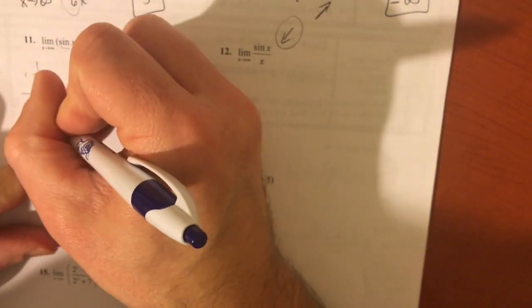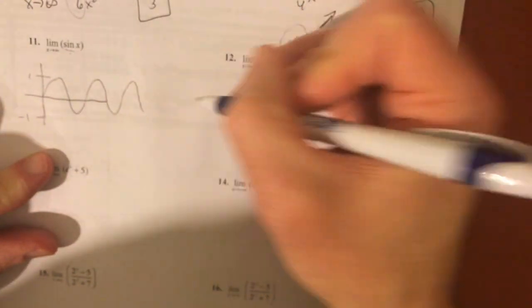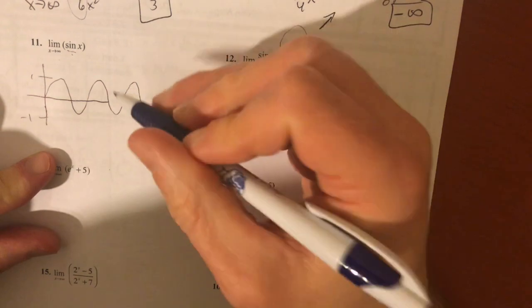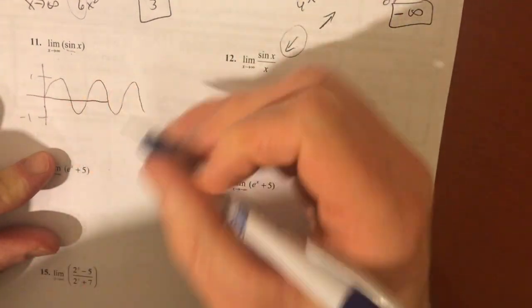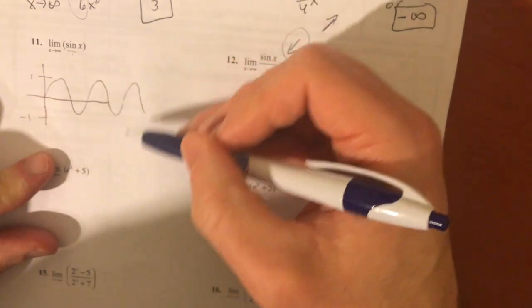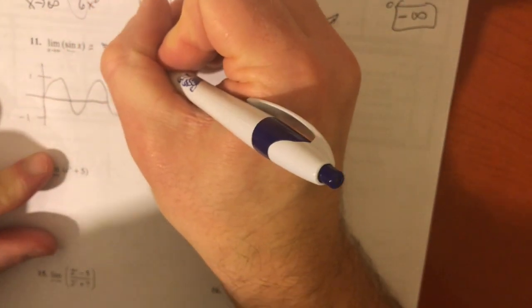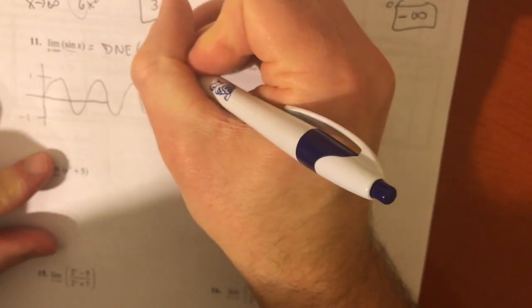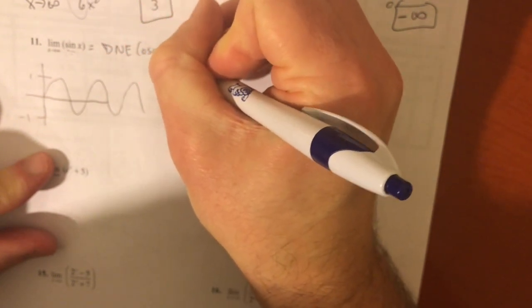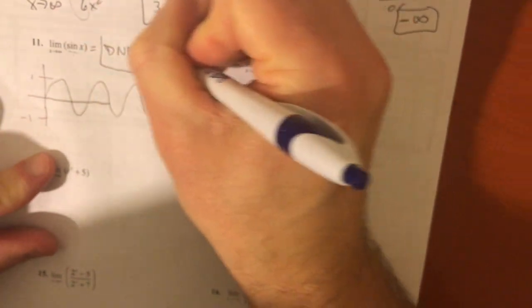The highest it ever goes is 1. The lowest it ever goes is -1. And as you go to infinity, it doesn't level off, but nor does it grow without bound. It just oscillates between these values and cycles back and forth and never gets particularly close to anything. So this is sort of the rare case. We haven't seen it that often, but this is an example of DNE oscillating.